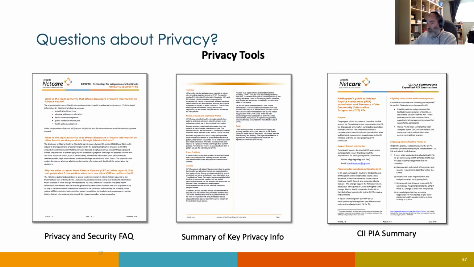We have a number of tools for docs and clinics who have questions about privacy. There's an FAQ on the website, a summary of key privacy info, and then there's something called the CII PIA summary that goes through all of the privacy impact assessment stuff for the project itself. And the nice thing is that while clinics need to have an up-to-date PIA, they don't have to do a new PIA that mentions CII, CPAR. That work's been done for everybody by Alberta Health. And so what clinics need to do is to sign a letter that says they reviewed that information and they accept it and agree with it.